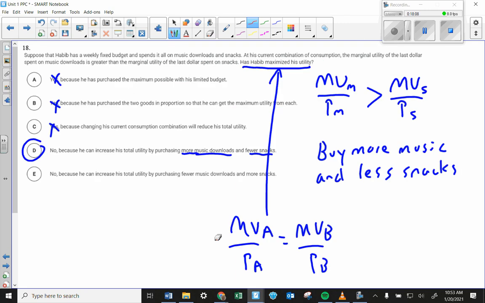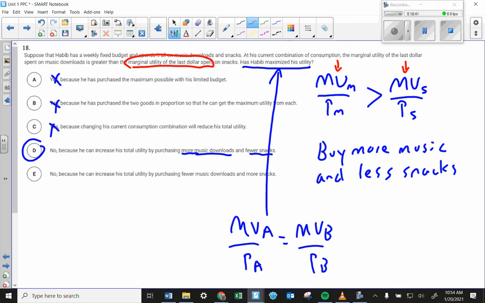Okay, number 18 says Habib has a weekly fixed income. He spends all his money on music downloads and snacks, and they tell you that the marginal utility per dollar of the last dollar spent on music, over here on the right, is greater than the marginal utility per dollar of the last dollar spent on snacks. And so what do you do? You buy more of the one that gives you more and less of the other. So buy more music and less snacks.